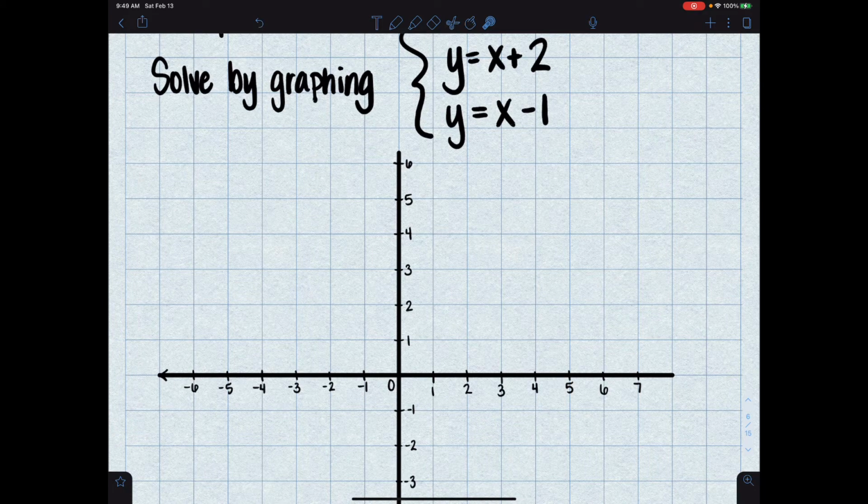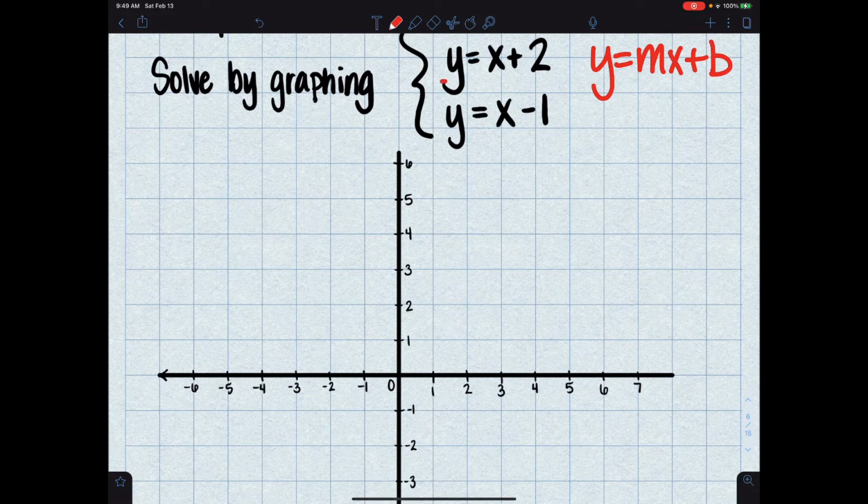So we have these two equations. We have y is equal to x plus 2 and y is equal to x minus 1. They're linear. It's a first degree polynomial. I know they're going to be straight lines. I know those things just when I first see the equation. So how should we solve this one? You could do y equals mx plus b. Let's graph them that way.